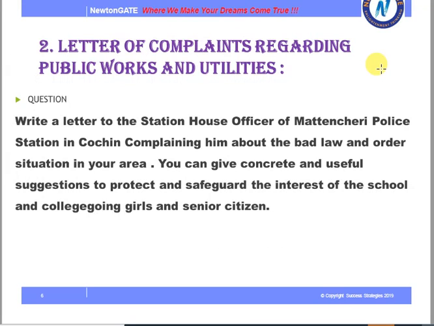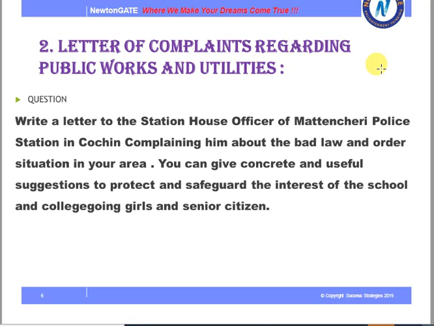Okay, now we have another letter. That is a letter of complaint regarding public works and utilities. Here the question follows. Write a letter to the station house officer of Matincherry police station in Cochin complaining to him about the bad law and order situation in your area. So here again 2 points I have to note down. One is to whom I have to make the complaint, which is given. Next is the concern of the letter, that is the bad law and order in this case.